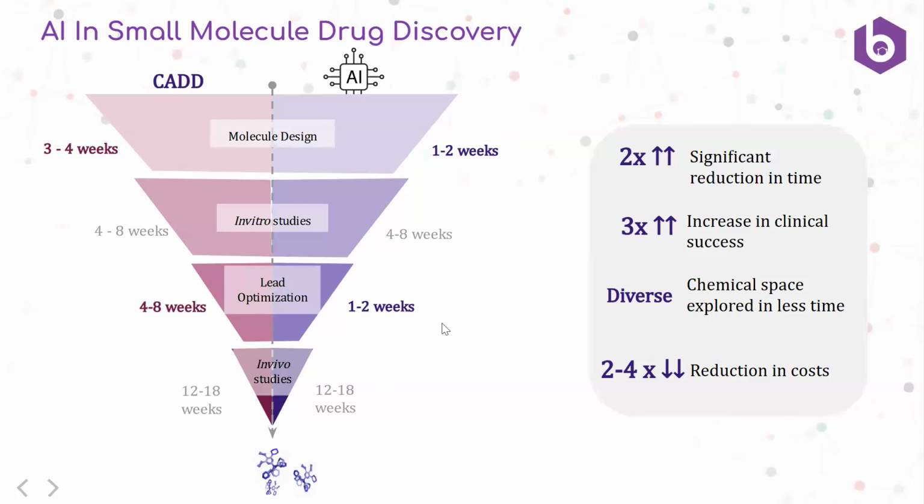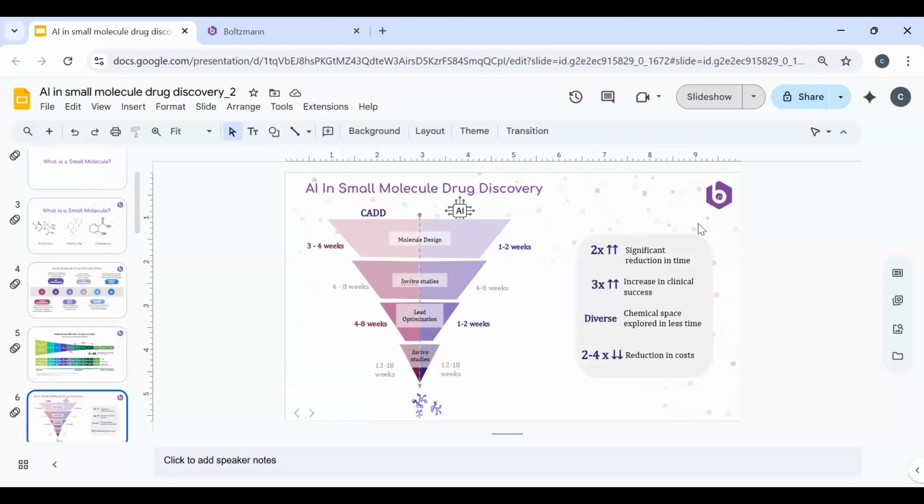Considering you have your inputs and your hypothesis straight, you can do molecule design in just 1 to 2 weeks. And you can optimize the said molecules for ADME properties or any toxicity endpoint that you have, again in 1 to 2 weeks. This is giving you around a 2x reduction in time, a 3x increase in success rate in clinical trials. You are looking into chemical spaces which maybe we haven't looked into before, and there is a significant reduction in cost.